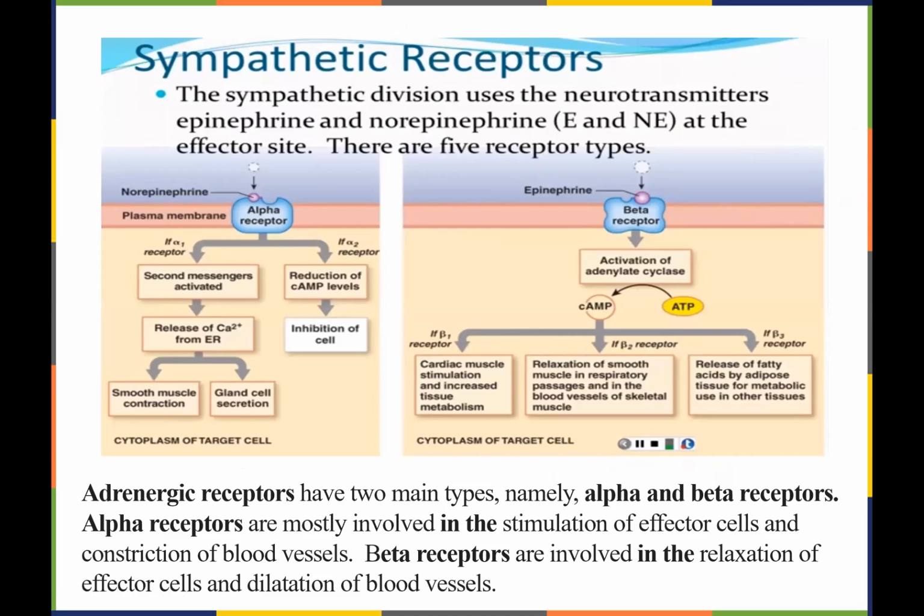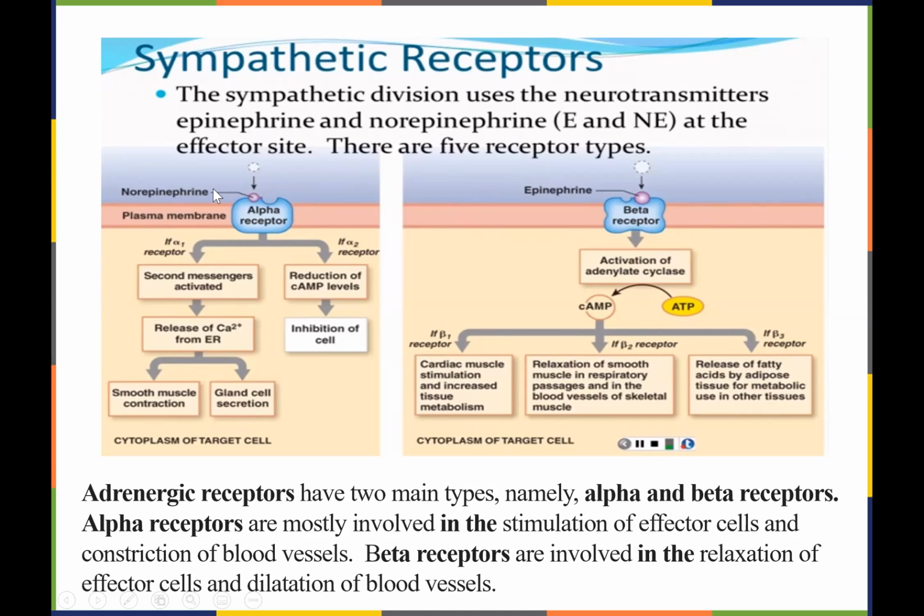Let's talk about the receptors in the sympathetic and the parasympathetic. So here is a cell membrane. This is the signal transduction pathway that you studied in Principles of Biology and in ANP1. The sympathetic nervous system is going to use the neurotransmitters epinephrine and norepinephrine. They used to be called adrenaline and noradrenaline. There are 5 receptors that can respond to these ligands. Any signaling molecule that sits on a receptor protein is called a ligand.